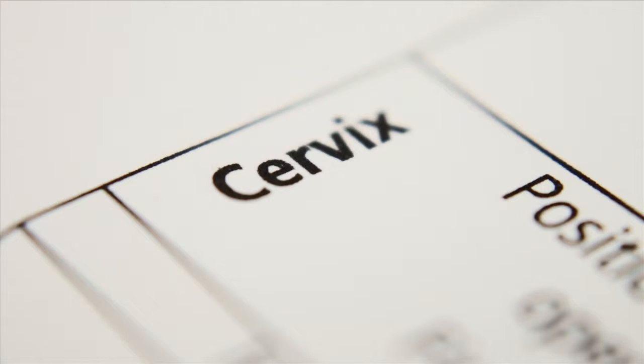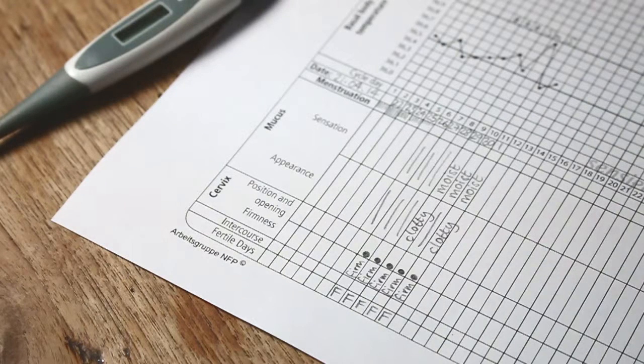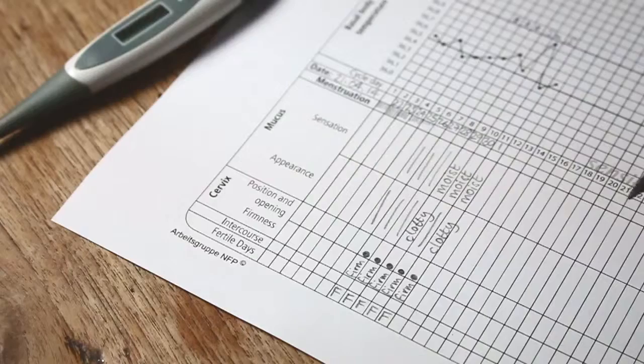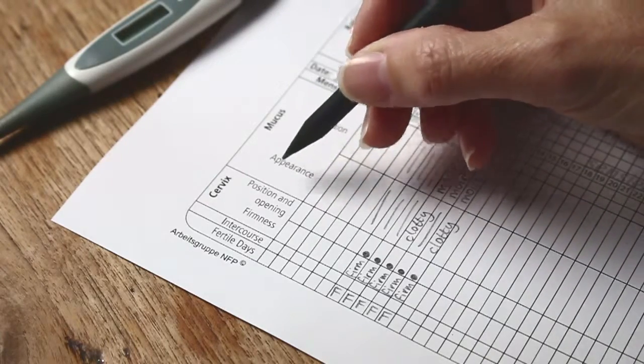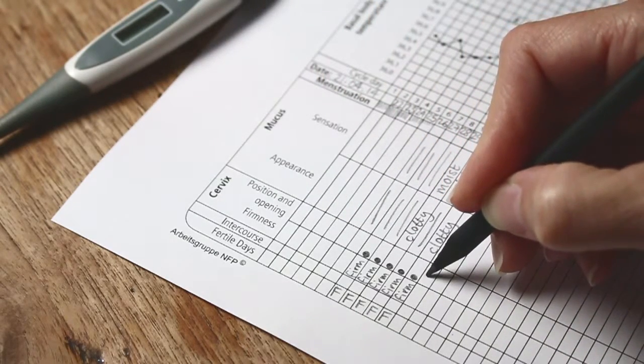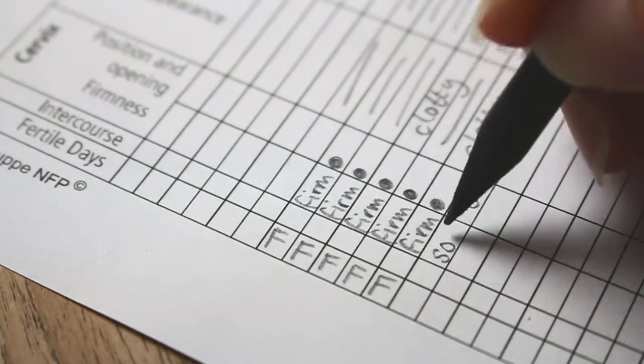Examination findings of your own cervix are recorded in the section marked Cervix on your fertility chart. Use the following symbols to record the degree of opening of your cervix: closed, black dot; partially open, small circle; open, large circle. In the same row as opening, record whether your cervix feels lower or higher within the vagina. Record whether your cervix feels firm, F, or soft, S.